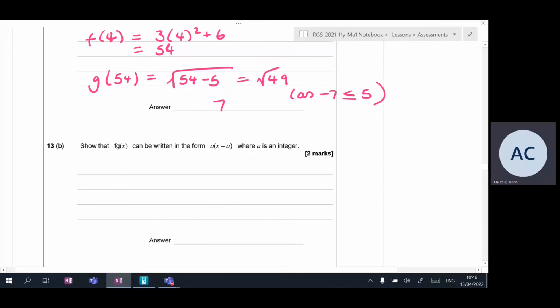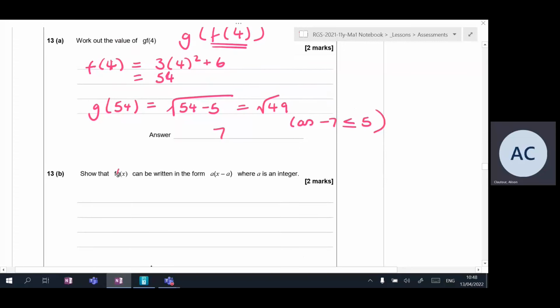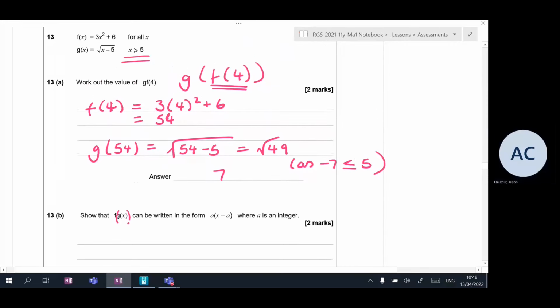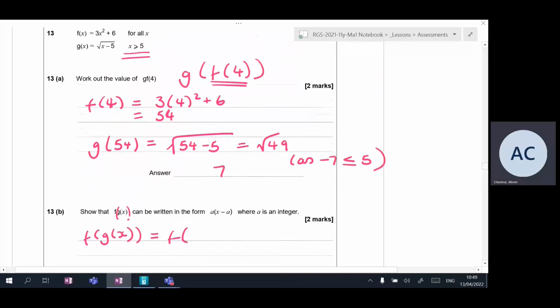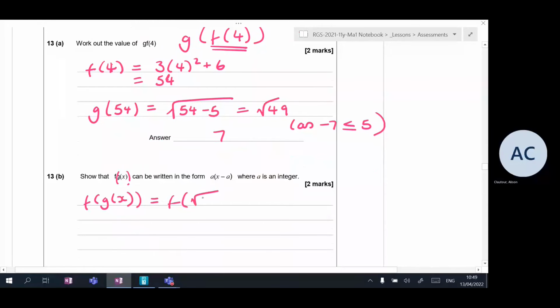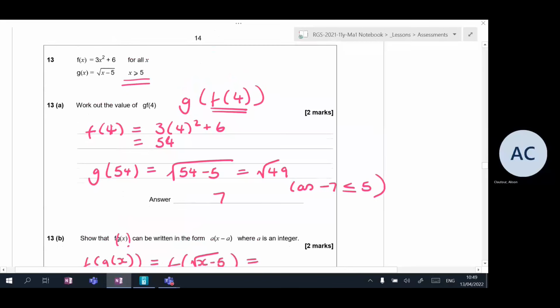And now what's the expression for FG of X? So remember, it was like having brackets around here. So you're subbing G of X into F of X. So wherever you see an X in F of X, we're going to replace it with the expression G. So we've got F of, so we're putting root X minus 5 into that expression for F.